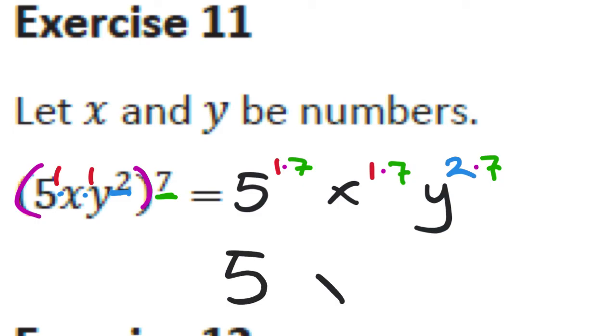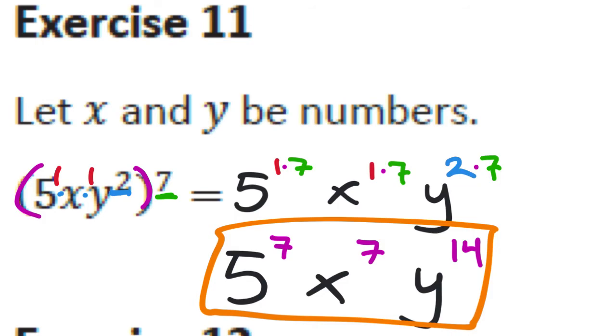So we're going to keep the bases 5, x, and y. But the new exponents, I'll start with the 5. That's 1 times 7. Exponent is now 7. The base x has a new exponent. 1 times 7 is 7. And then the base y has a new exponent. 2 times 7, which is 14. There we go.